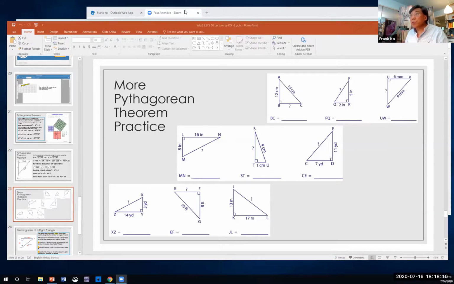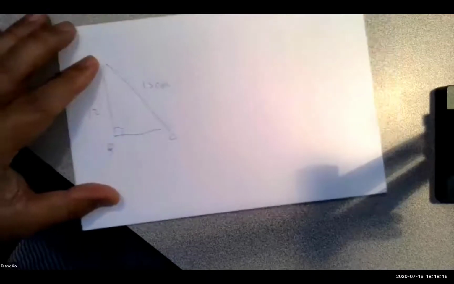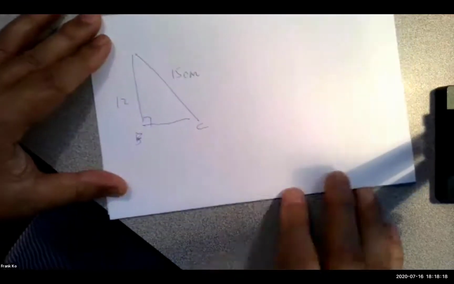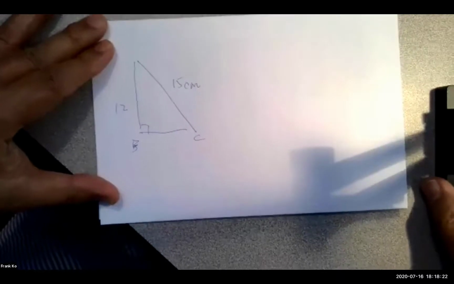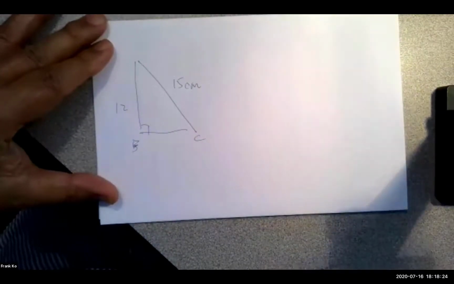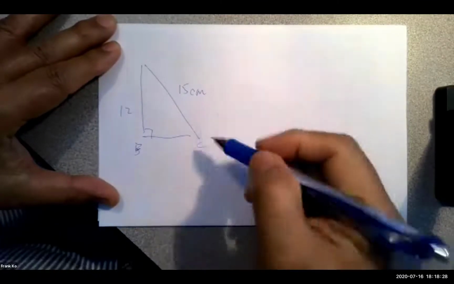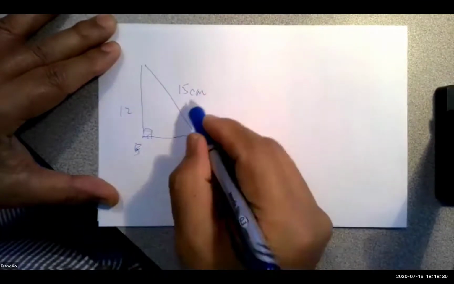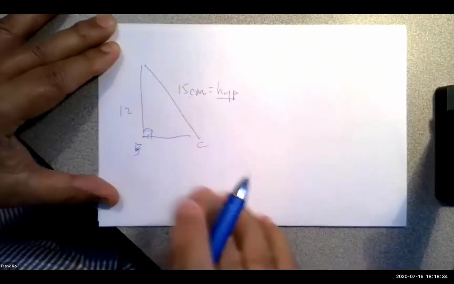Let's go to here, and let's go to stop share, and let's go to speaker screen. So as you're looking at this, are you looking at this? It's interesting how this computer shows this. All right. So right angle, this is opposite the right angle. This must be the hypotenuse. This is the longest side.